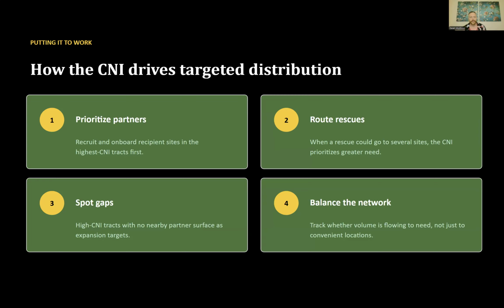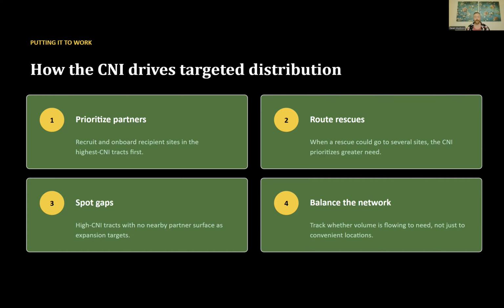How do we target distribution? It helps us prioritize our partners. There's a few ways you can do this. Before you even send a rescue anywhere, you can prioritize your partner recruitment. You can find these high need CNI tracts and find nonprofit partners, places that might be able to receive food in those tracts. That would be a good place to prioritize those efforts.